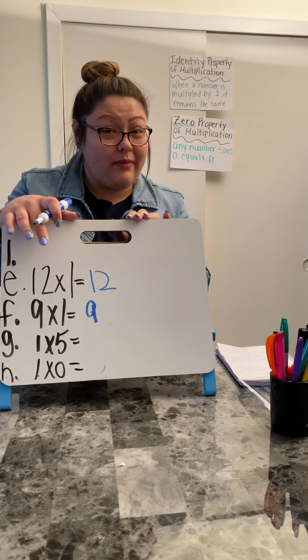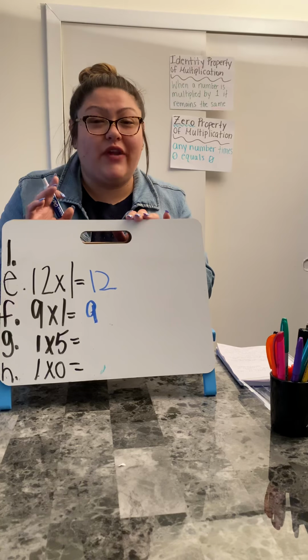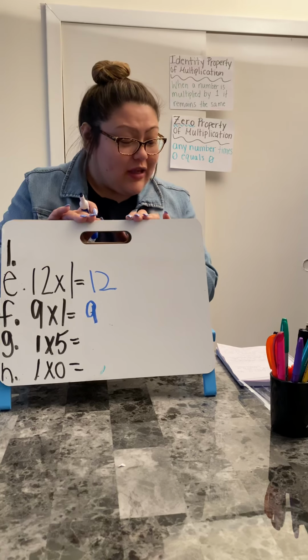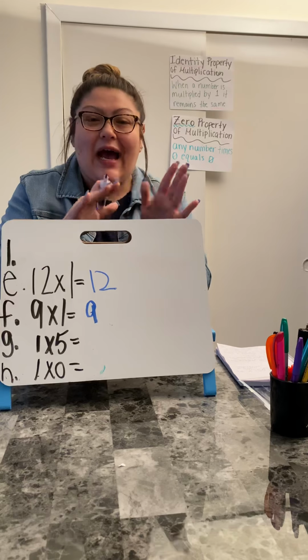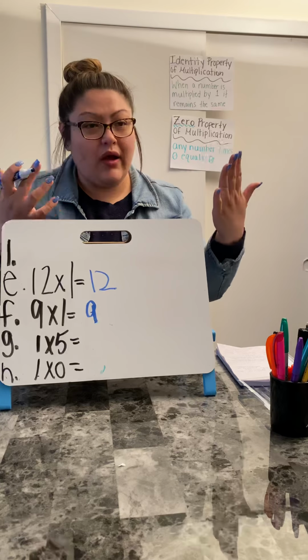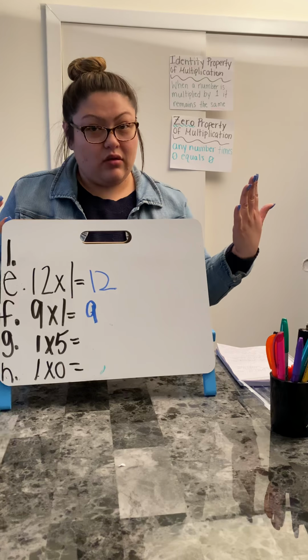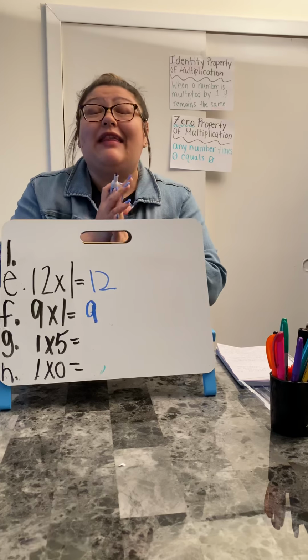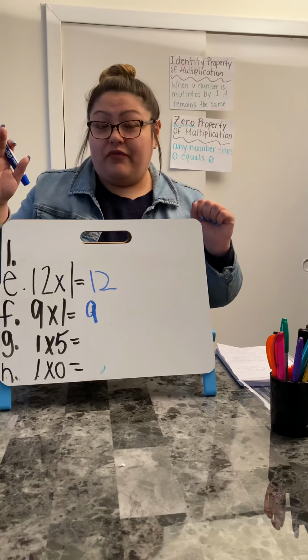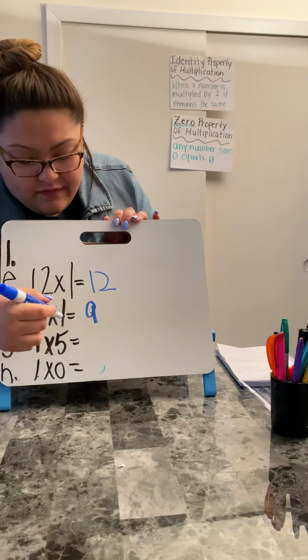Okay, are you done? If not, you can just pause the video. Unlike when we're in the classroom, you can pause me, okay? All right, let's look at G. 1 times 5. Okay, anything times 1 equals 1, correct? Or sorry, anything times 1 equals itself, okay? So 1 times 5 equals 5.